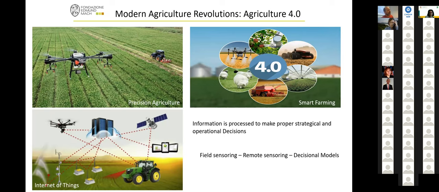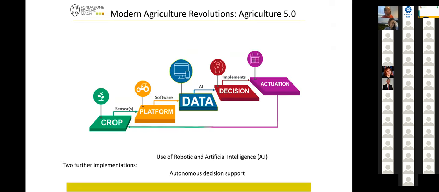However, nowadays we are going to a different kind of agriculture, that is digital agriculture or smart agriculture. There are many ways to define it, in particular with the introduction in crop production of high technology devices. We are in the middle of agriculture 4.0, but the passage to 5.0 agriculture is very quick, where the introduction of robotics, artificial intelligence, and decision support systems is becoming more and more important.